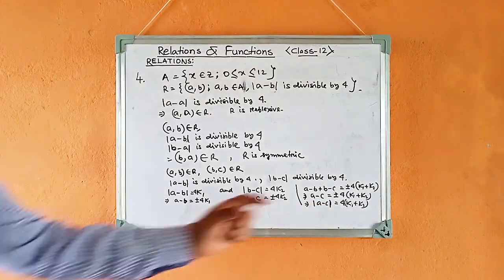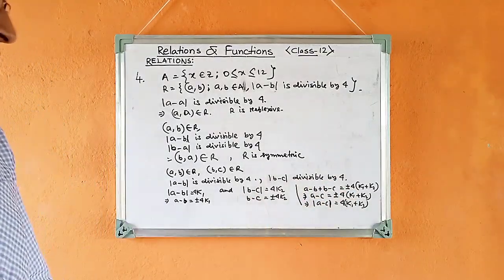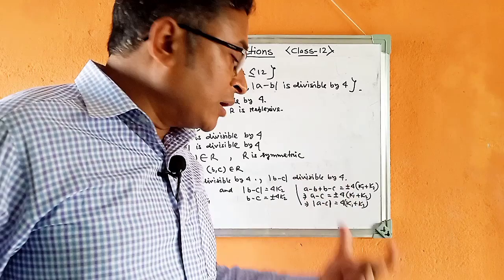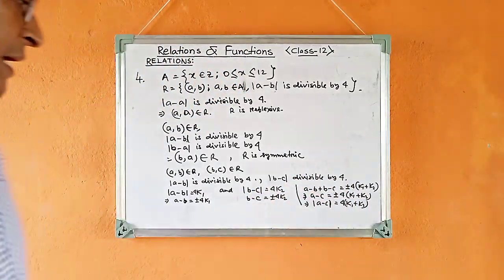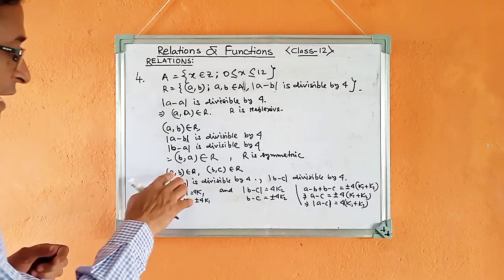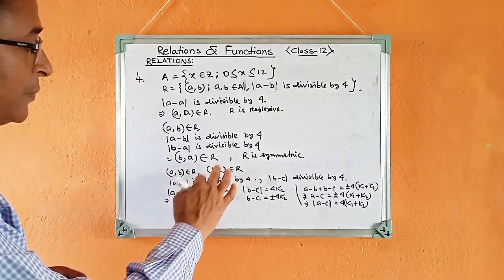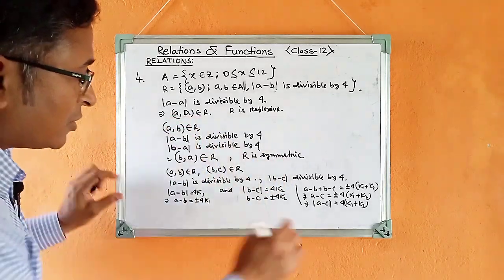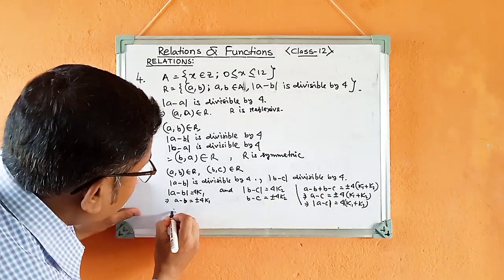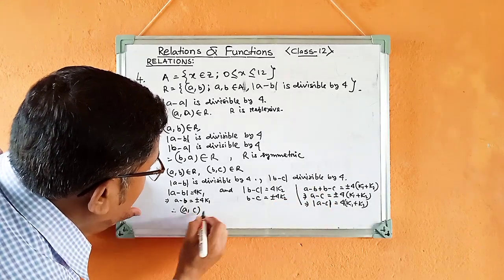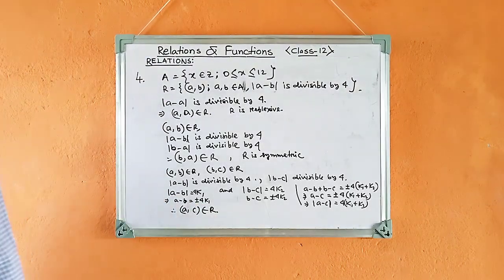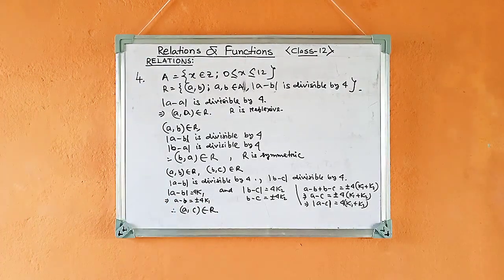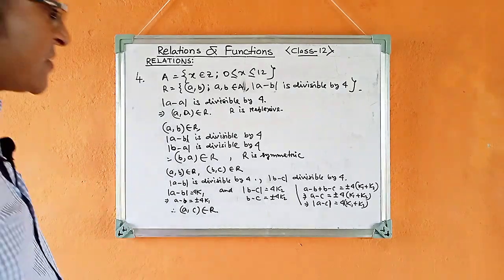So this must be divisible by 4. That means mod of A minus C must be divisible by 4. So listen carefully, (A, B) belongs to R and (B, C) belongs to R, so it is clear that (A, C) also belongs to R. Clear? So we can say that R is transitive.